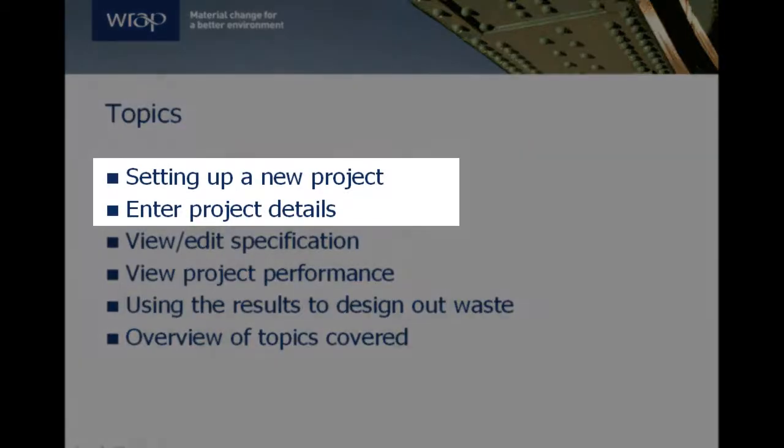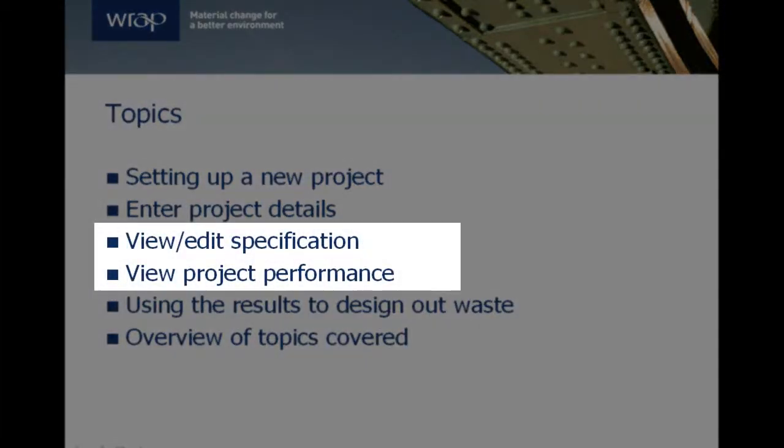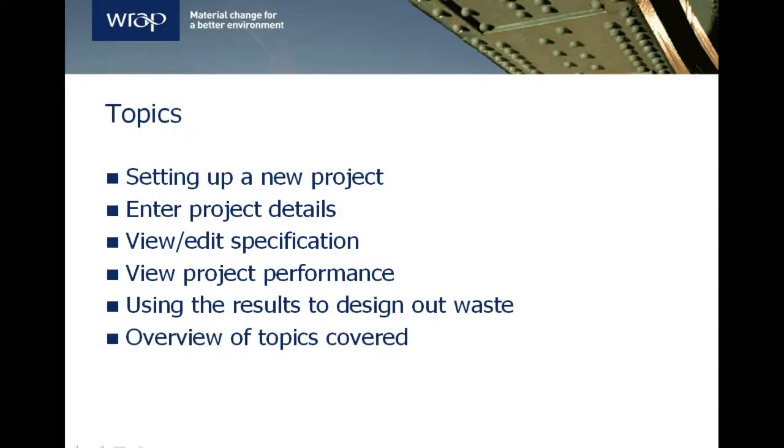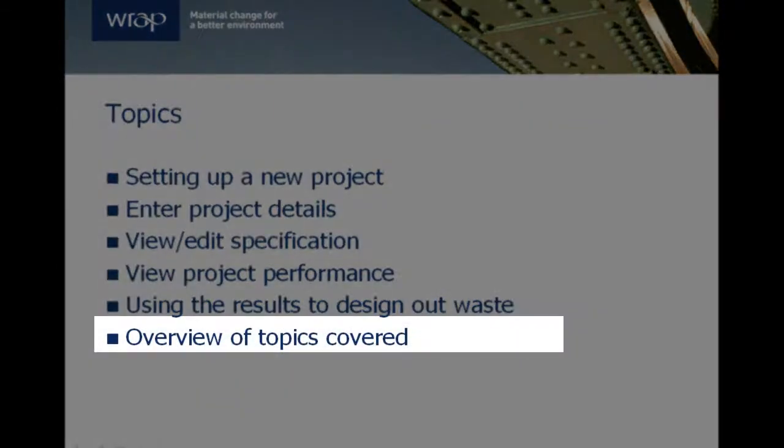This module explains how to set up a new project in the tool, how to enter project details, how to check and edit the tool's assumptions about your project specification, how to view your project's performance including an indicative waste forecast, and how to use the results to design out waste. We will finish with a summary before you go on to Module 3.